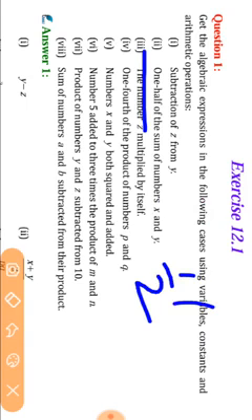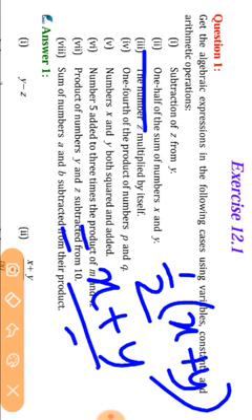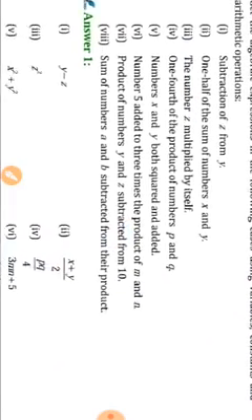Of means multiplication. The sum of numbers x and y. See here, this is how we have to make it. Or you can write it as x plus y, whole thing divided by 2. So this is how you have to write it.